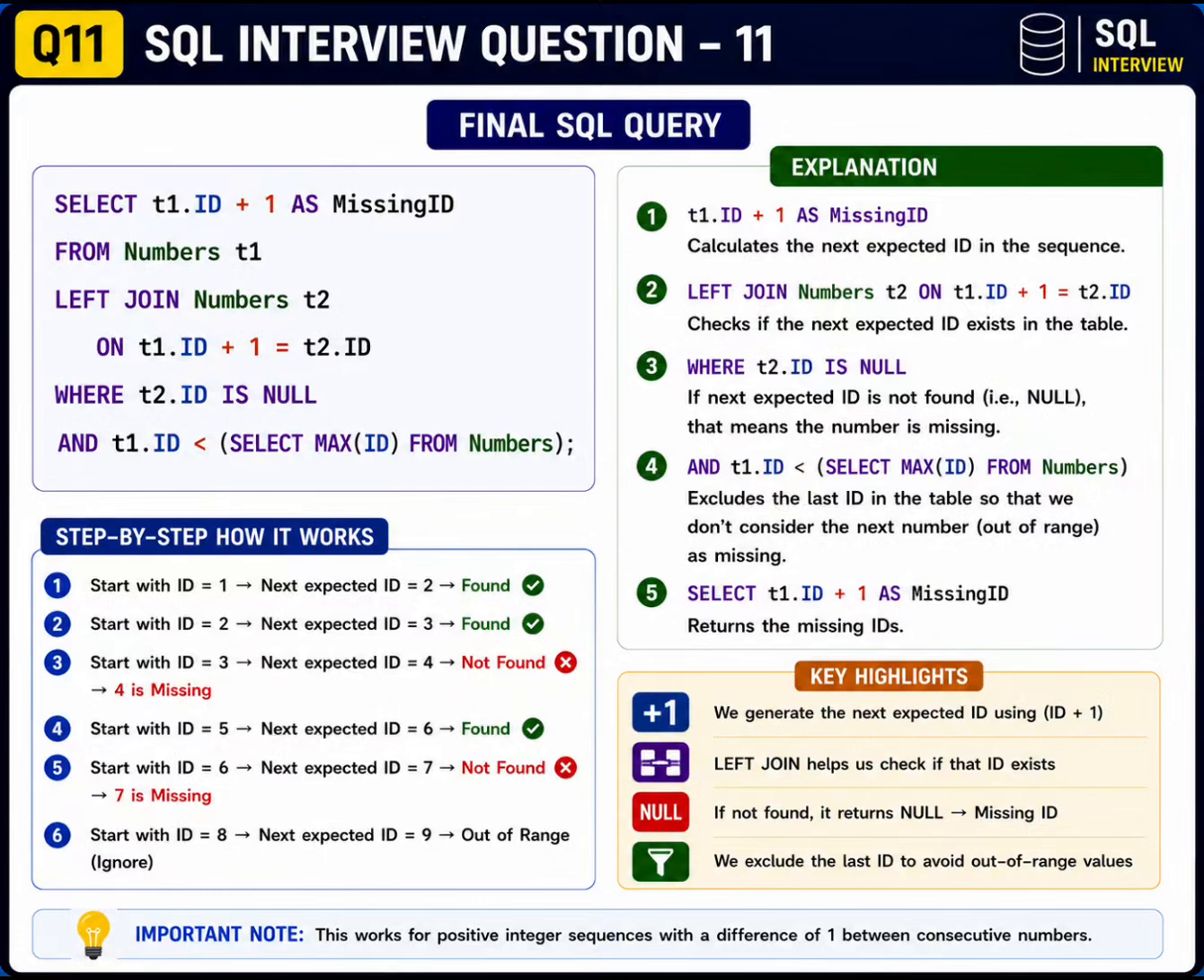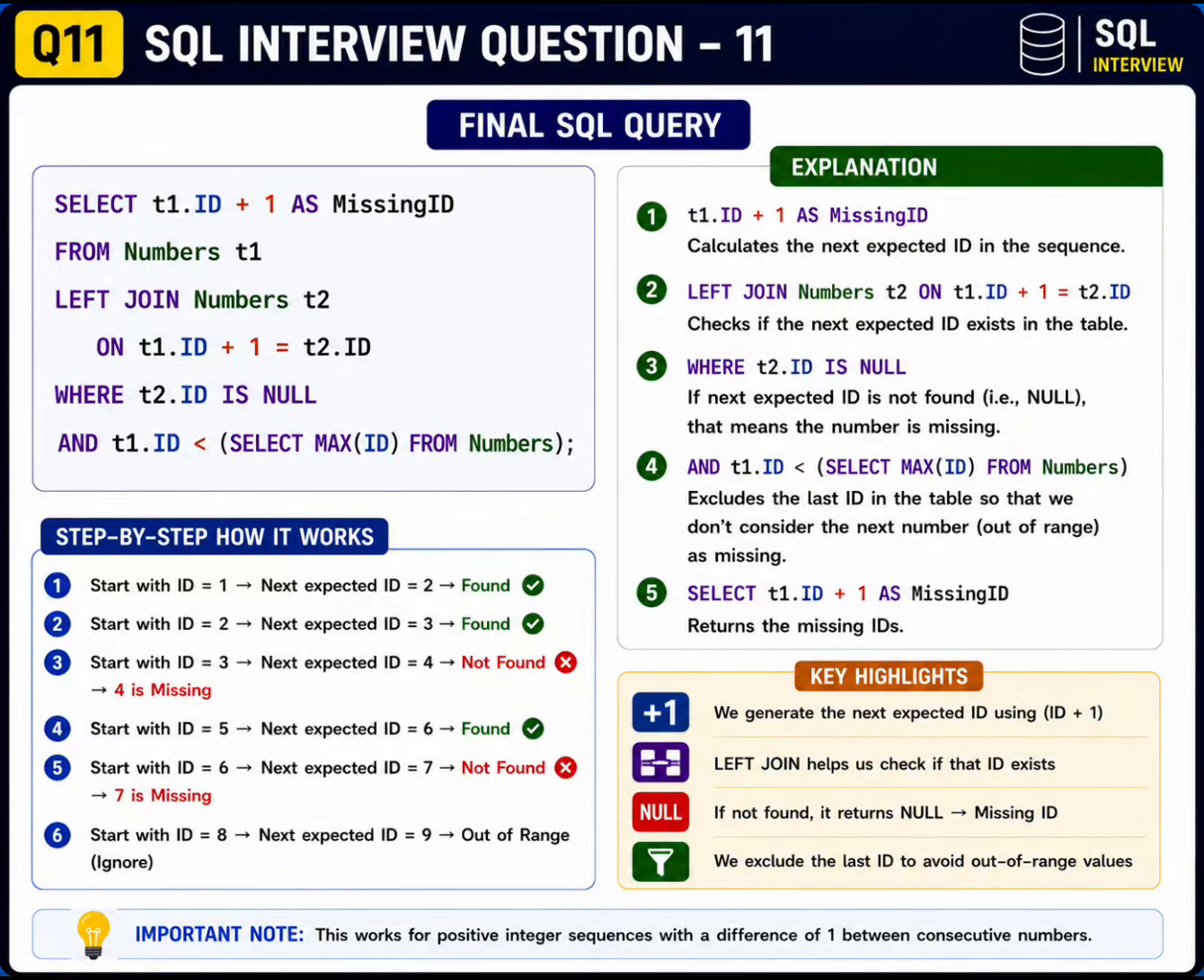Let's break it down. T1.ID + 1 calculates the next expected ID. Example, 3 becomes 4, 6 becomes 7. Left join numbers T2 on T1.ID + 1 = T2.ID checks whether the next expected ID exists in the table or not. Then where T2.ID is null. If SQL cannot find the next ID, the join returns null. Null means the next expected ID is missing.